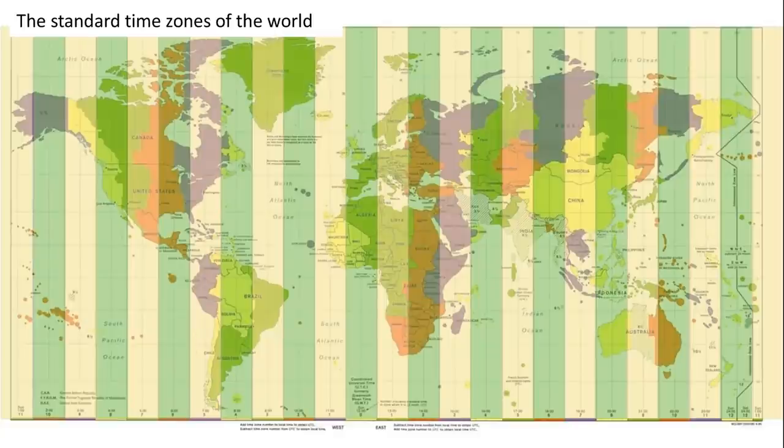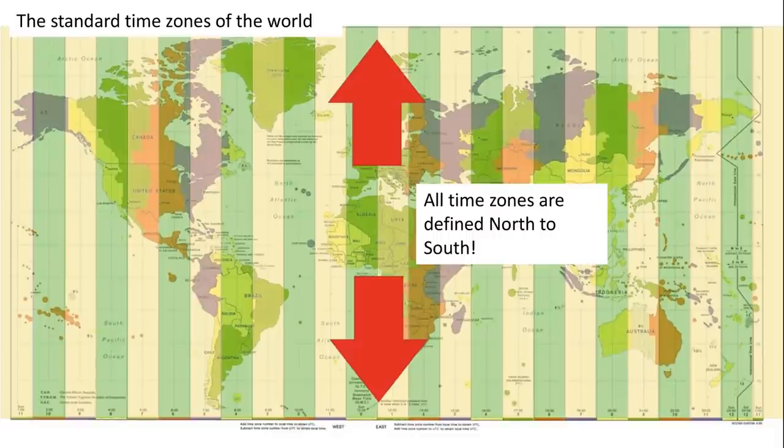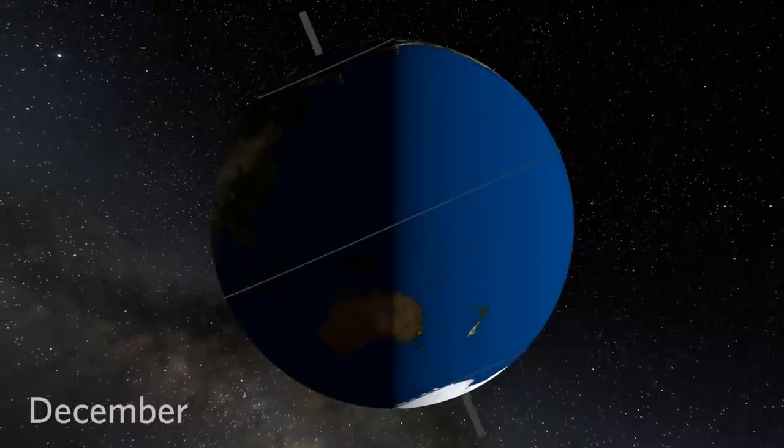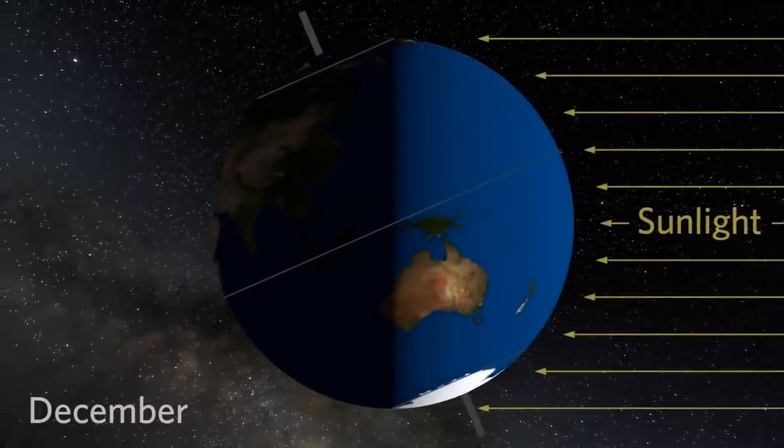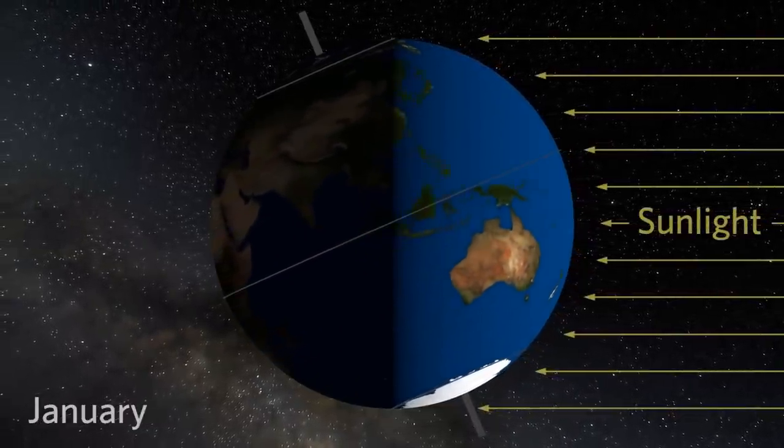According to NASA, time zones are represented in these lines from north to south. All time zones are defined north to south. Here is where the problem lies again. Earth, according to the heliocentric model, has a 23.5 degrees tilt.